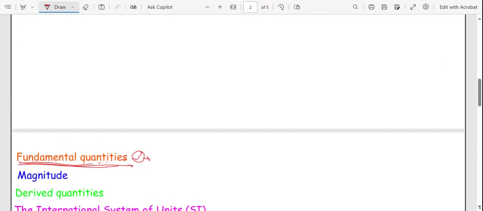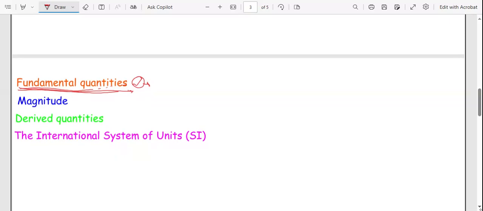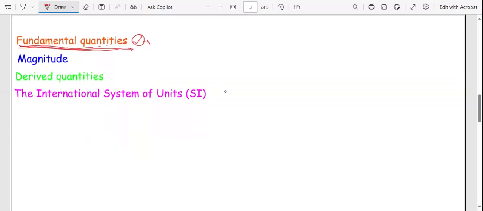So having an understanding of fundamental quantities, we can now say what magnitude is. Magnitude will be an extent of something, the value given, but mostly the magnitude will be broken down into, for example, it will be represented by this.